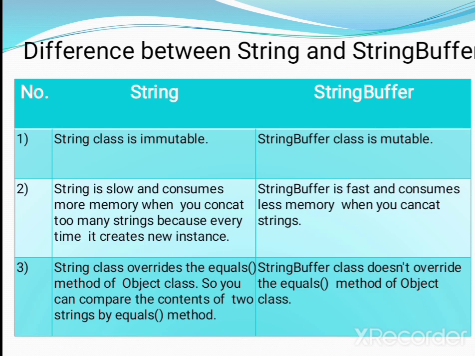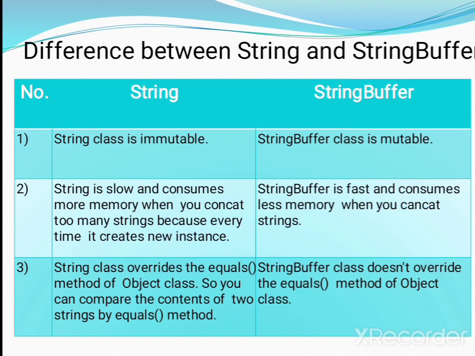Difference between String and StringBuffer. The String class is immutable, the StringBuffer class is mutable. String is slow and consumes more memory when you concatenate too many strings because every time it creates new instances. StringBuffer is fast and consumes less memory when you concatenate strings.